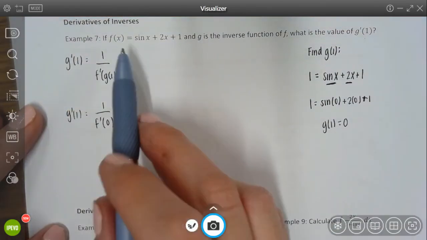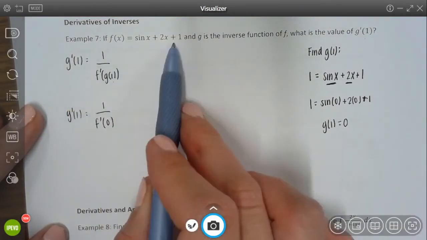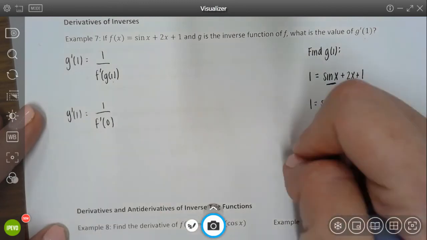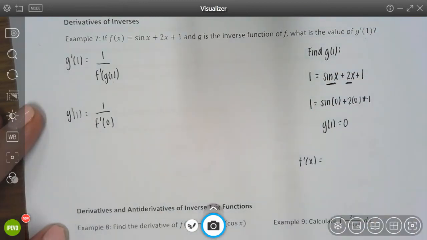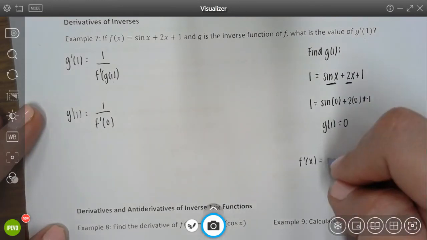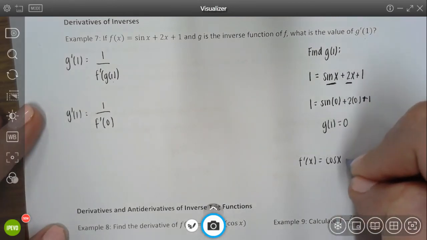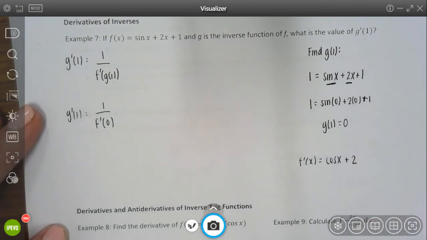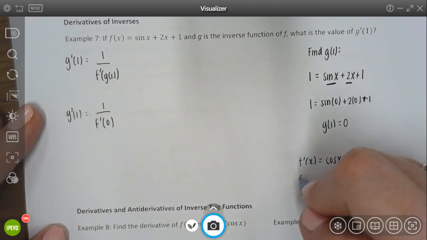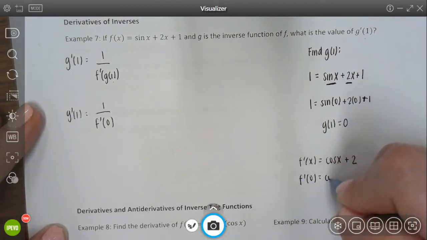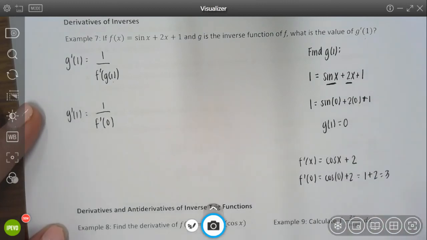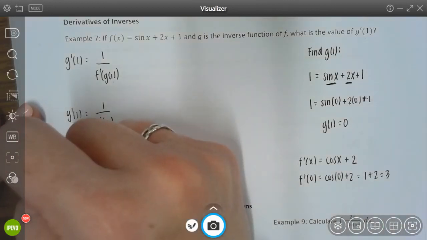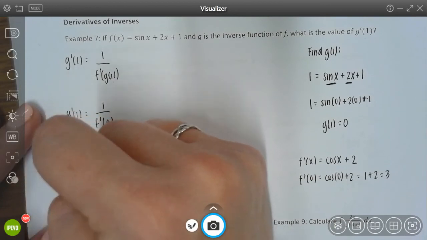But then I need to know what f prime is so that I can actually calculate this value. So the next thing I want to find is f prime of x. The derivative of sine is cosine. The derivative of 2x is going to be 2. The derivative of 1 would be 0. So if I evaluate f prime of 0 here, cosine of 0 plus 2 is going to give me 1 plus 2, which should be 3. So that would mean that when I plug that back in over here, g prime of 1 would be 1/3.